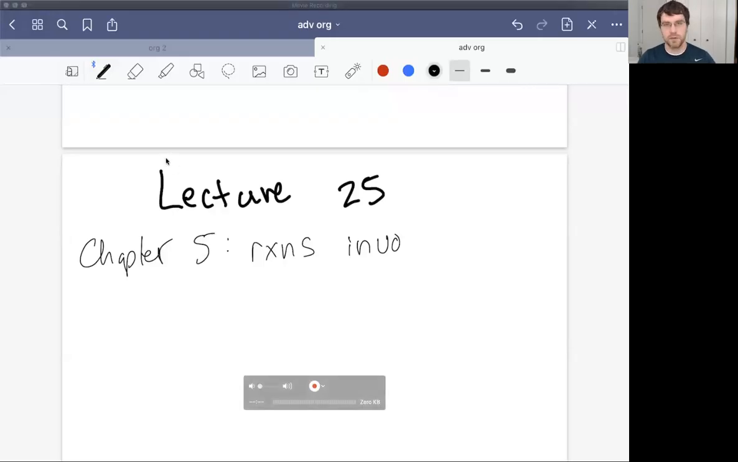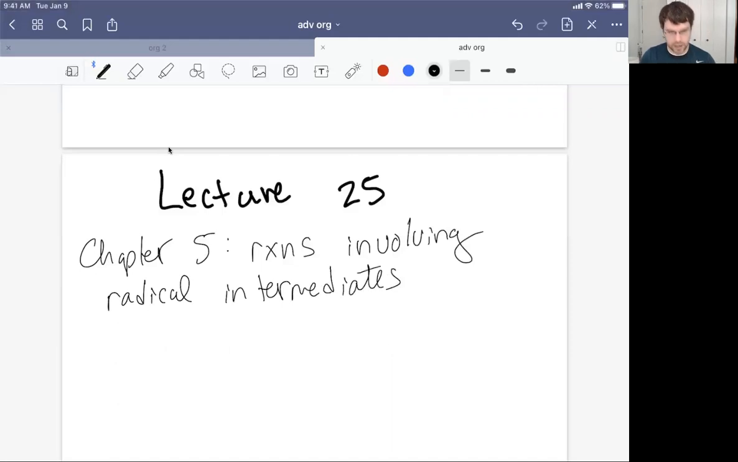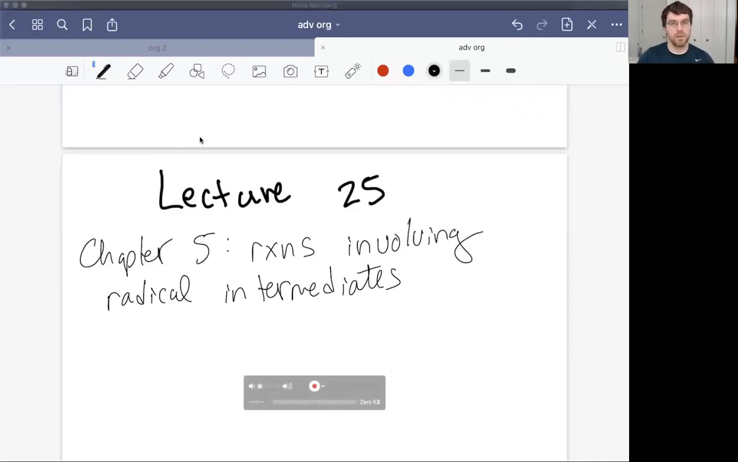So in today's lecture, we're going to get introduced to radical chemistry, which is chapter 5. So, reactions involving radical intermediates. We're certainly not going to be able to do justice to all of radical chemistry, and this is becoming much more prevalent in today's literature, but hopefully this is enough of a warm-up so that we can understand other types of radical reactions.